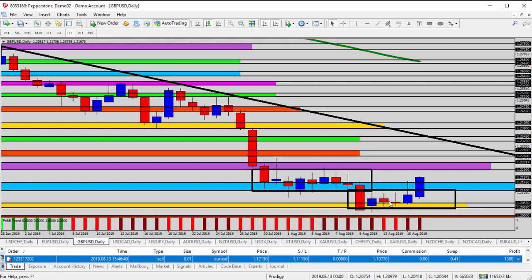Support at the yellow zone, resistance at the blue zone for the past four days or so, and now we're back above there. Last time we were above this blue zone, we found several days of support here. So if the market stays above this blue zone, it is going to become our potential support.